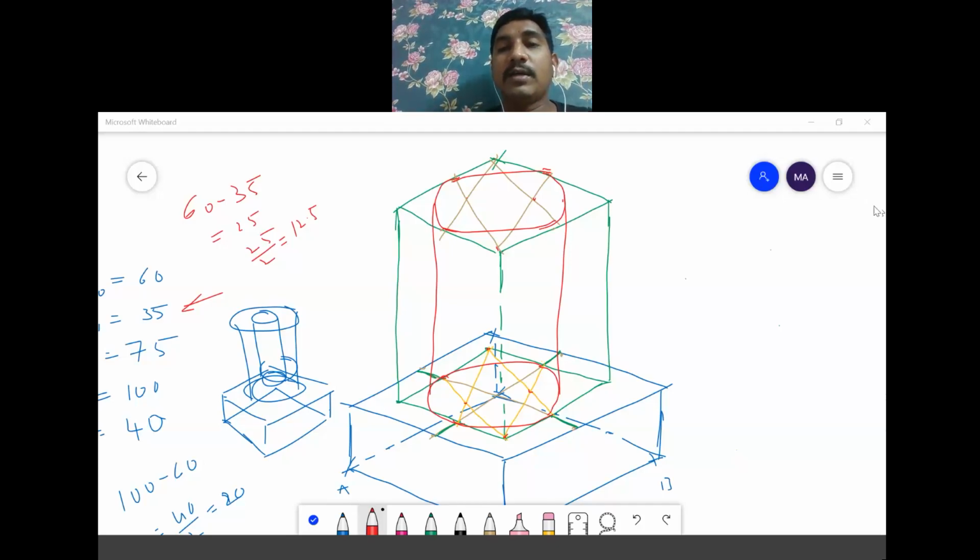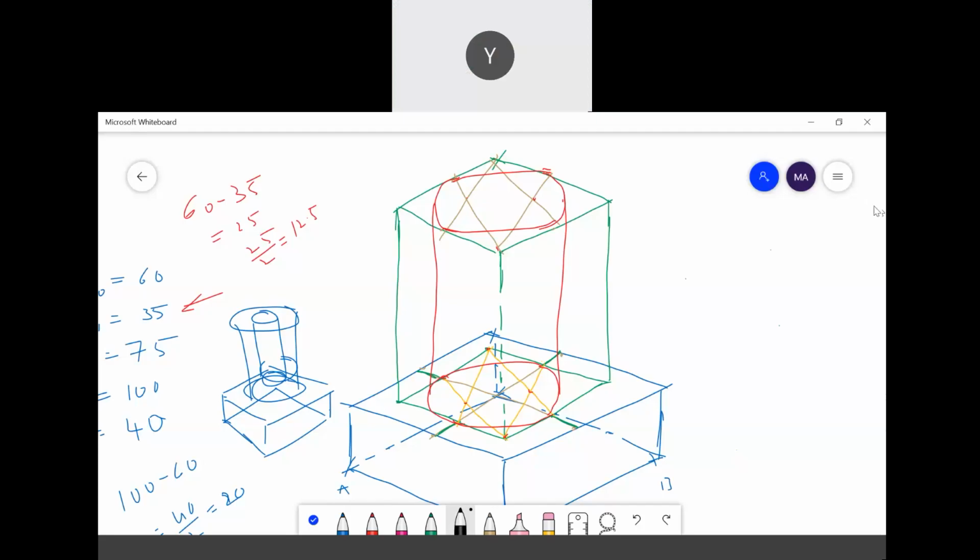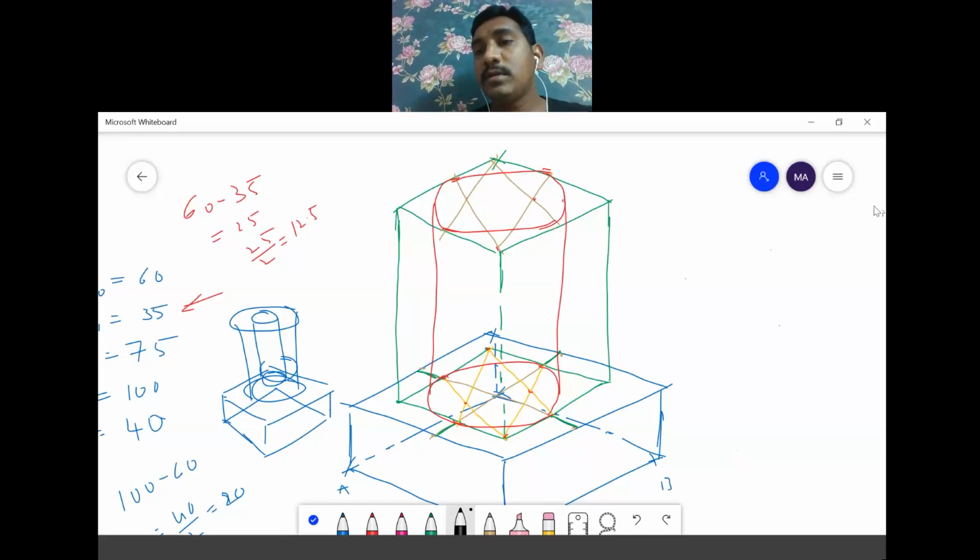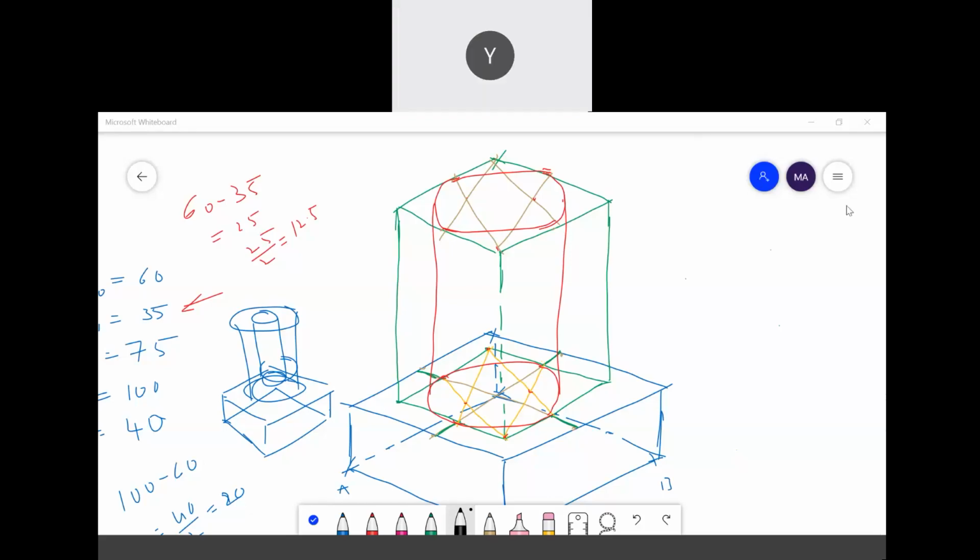12.5 mm on each side. My roll number 25 ECE, meet your mic. ECE roll number 25. Okay.